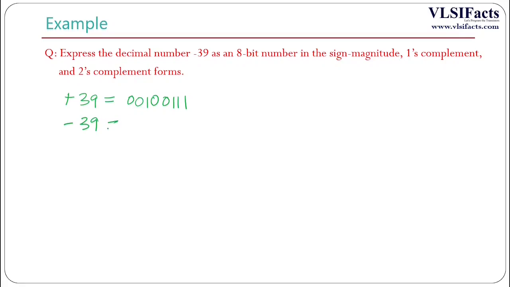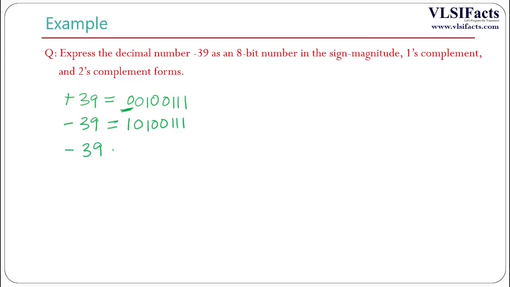As we have learned, in sign magnitude form, only the sign bit will change, and the remaining bits that represent the magnitude will be the same. So in this case, which one is the sign bit? The leftmost bit is the sign bit, which is 0 in case of plus 39, and in case of minus 39 the sign bit will become 1. The remaining bits will remain the same, that is 10100111. Now we will represent minus 39 in its 1's complement form.